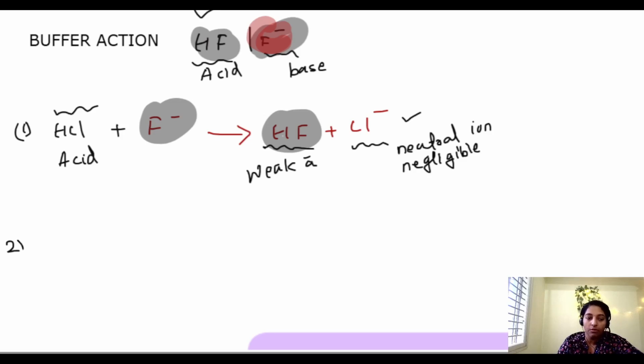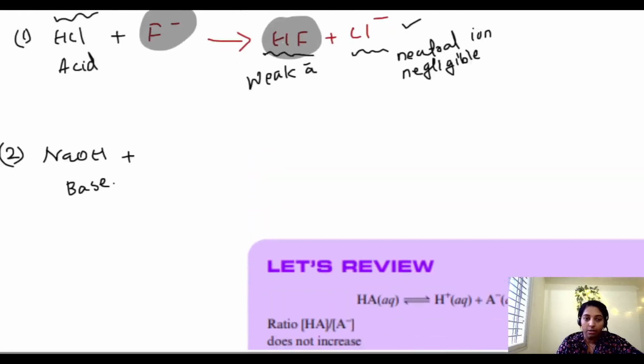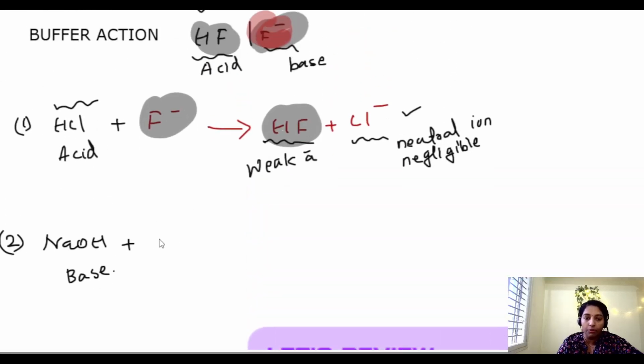Okay, so let's see what happens if NaOH or any base is added to them. If a base is added, it reacts with the acidic part of the buffer. Who is the acidic part of the buffer? Yes, HF this time. HF will react with it. While reacting with HF, what are the formed species? NaF and H2O. Correct? So again, H2O is neutral, so it is not contributing to the pH.